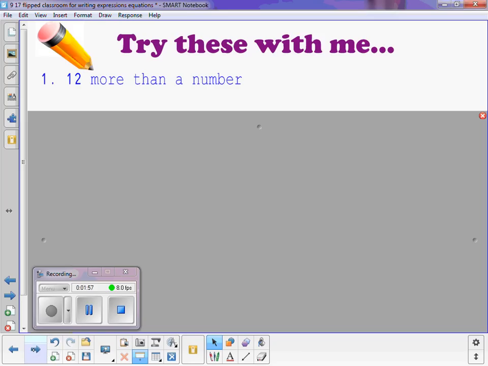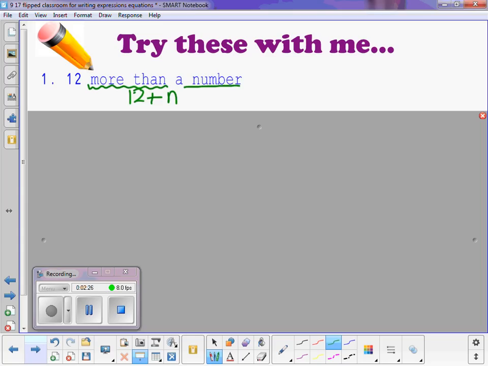Okay, so we're going to do some examples. You need to make sure that you write down each example and solve it with me. Number 1 says 12 more than a number. So I'm going to highlight some keywords here. I see more than. So we know more than means addition. So this one would be 12 plus a number. We don't know what number, so we use a variable. I tend to use n most of the times, but you could use any variable you'd like. All right, 12 plus n. Now addition is commutative, so on this one we would also accept n plus 12.